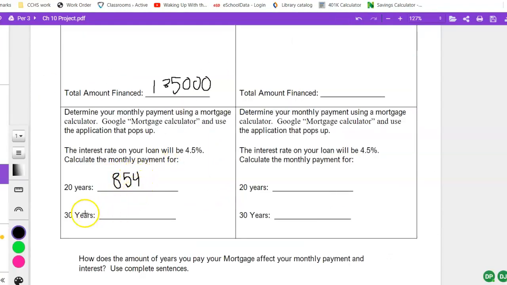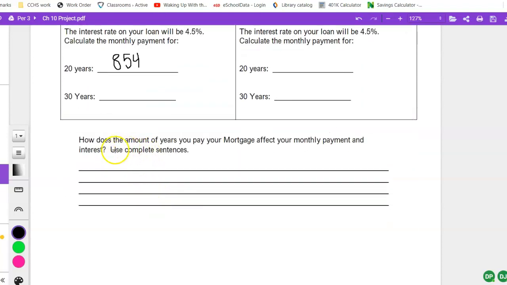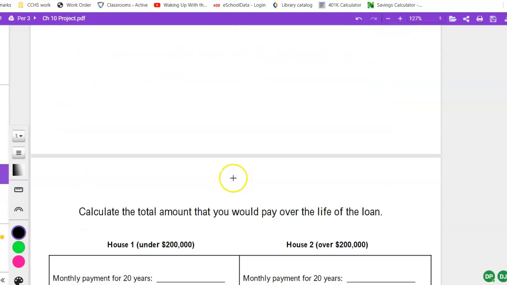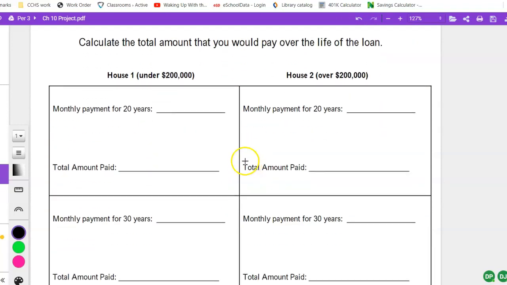It's obviously going to change when I change the 20-year fixed rate to a 30-year fixed rate, but I'm not going to plug that in because you're going to have to do that on your own and see what's happening. Is my monthly payment going up? Is it going down? And then you're going to discuss in this next question how the amount of years changes your monthly mortgage payment. Use complete sentences, or one complete sentence. Be able to say, when I go from 20 years to 30 years, this is what happens to my monthly mortgage payment.